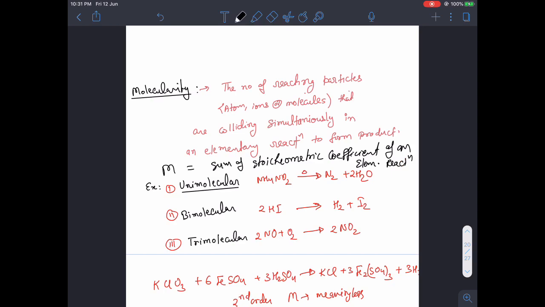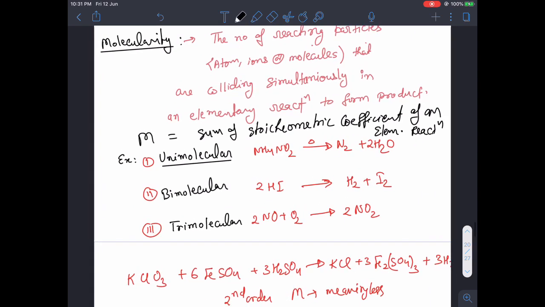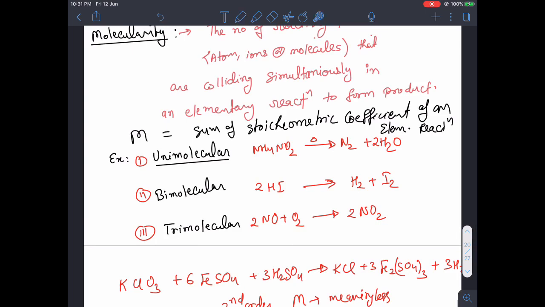Right. Now, for example, I have given a few elementary reactions. I reported this one to be unimolecular. This reaction, when it is heated, forms N2 plus H2O. When HI is decomposed, it forms H2 and I2. When NO reacts with O2, all three are elementary reactions. What does it mean? Only one molecule is involved here. Here two molecules are simultaneously colliding, both HI and HI. Here two molecules of NO and one molecule of O2, all three of them are colliding together.